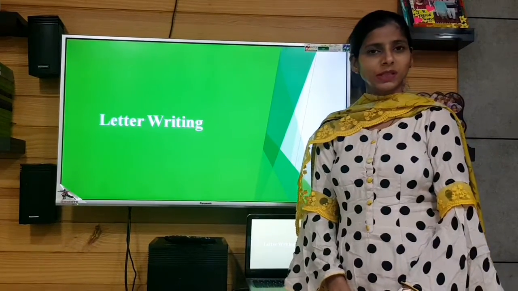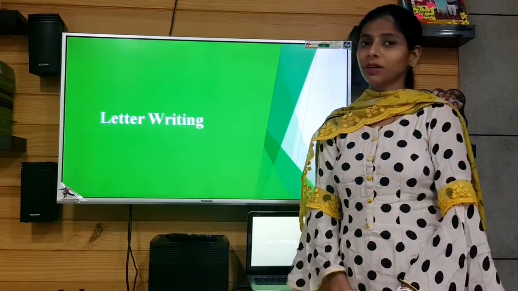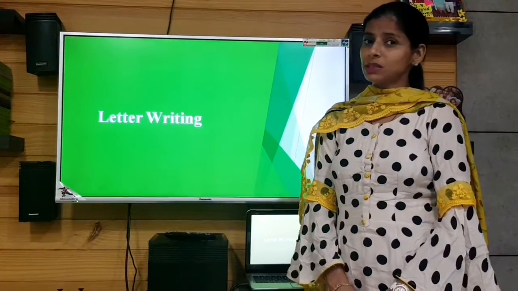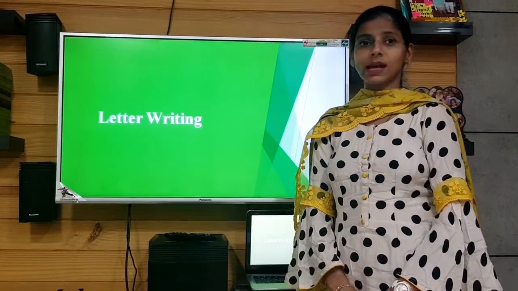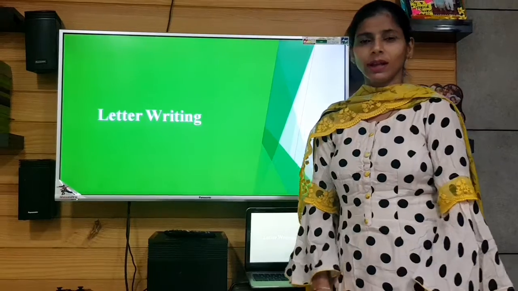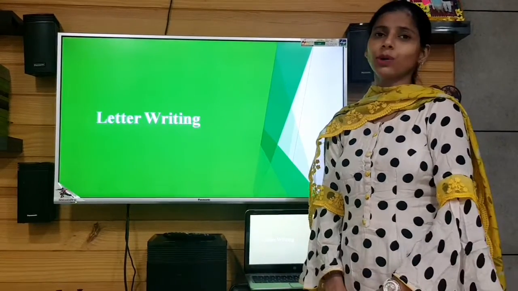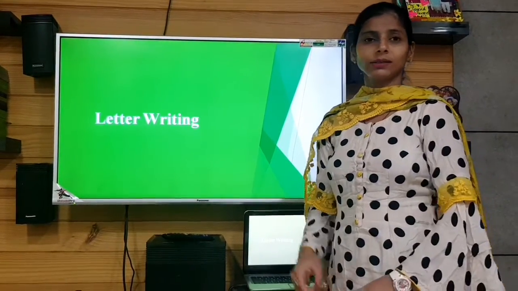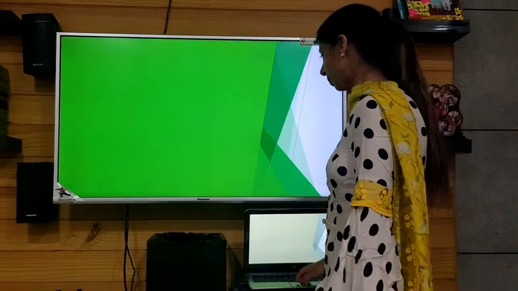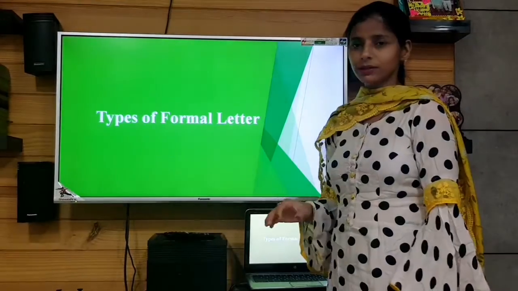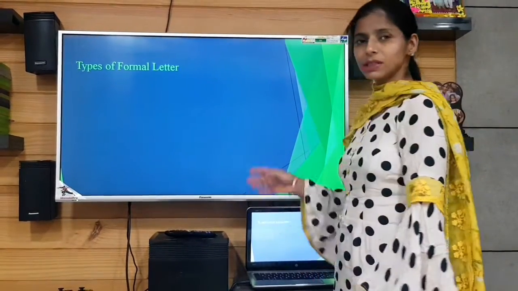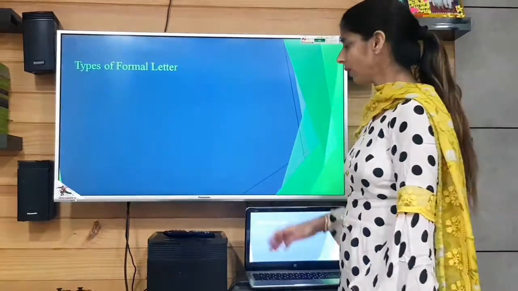So here I am taking up one more topic of writing skills, that is letter writing. And I must put it into your notice that in your exam you would be getting formal letters only. And today we will be focusing on formal letters from the examination point of view, right? So here we will talk about types of formal letters. There are 4 types of formal letters basically which would be coming in your exam.